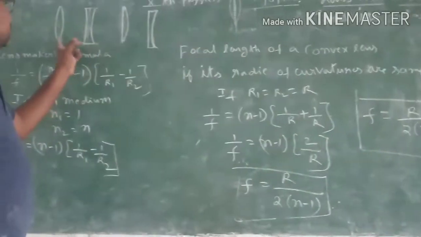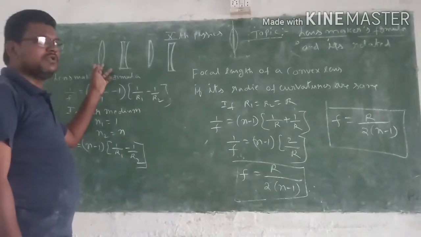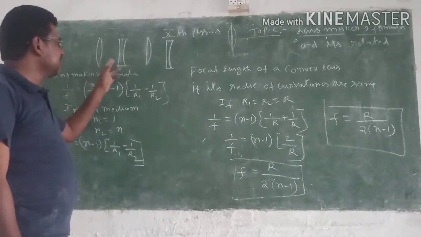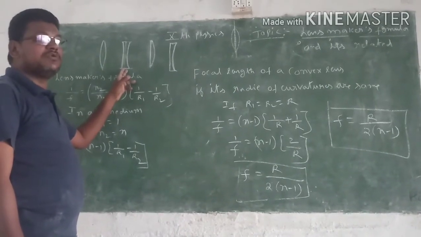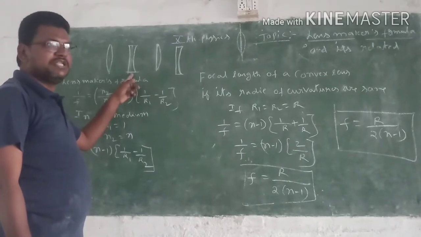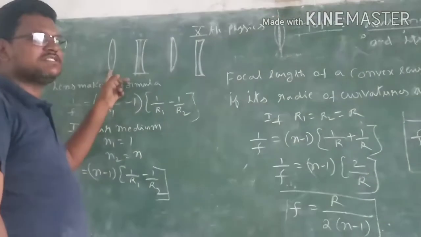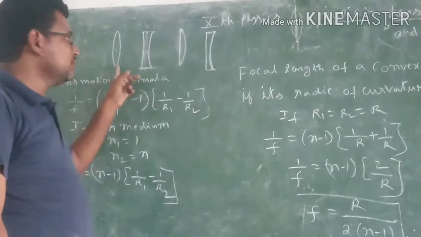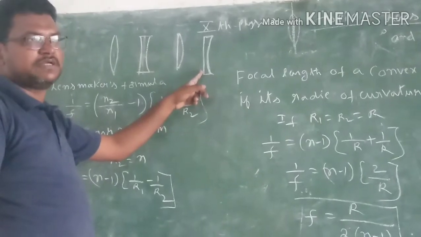This is the converging lens, also called a positive lens or a convex lens. This is a diverging lens, also called a negative lens. It is called a negative lens because its focal length is negative, and a positive lens because its focal length is positive. And this is a plano-convex lens, and this is a plano-concave lens.